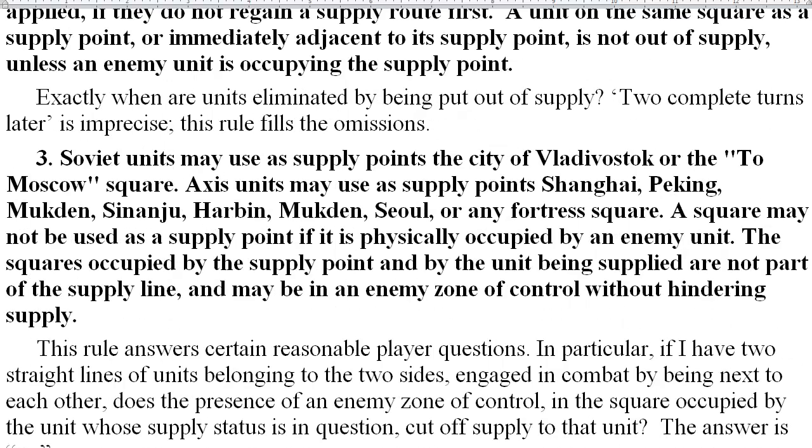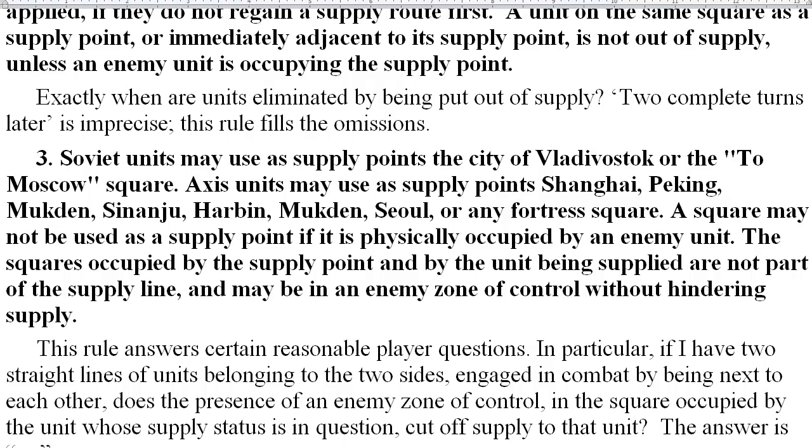The Soviets use Vladivostok or 2 Moscow as supply points. The Axis use Shanghai, Peking, Mukden, Sinanju, Harbin, Seoul, or any fortress square as a supply point. A square may not be used as a supply point if it's physically occupied by an enemy unit or if it's captured and now belongs to the other side.